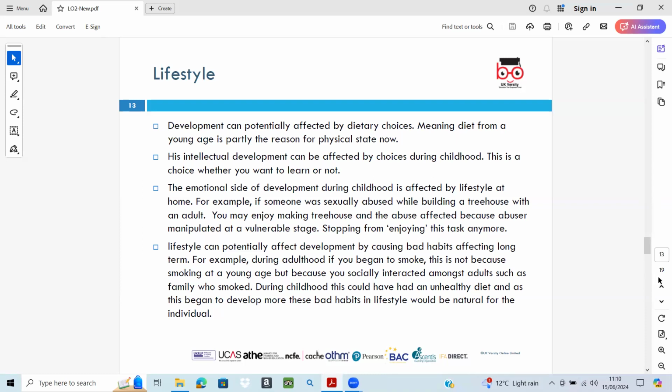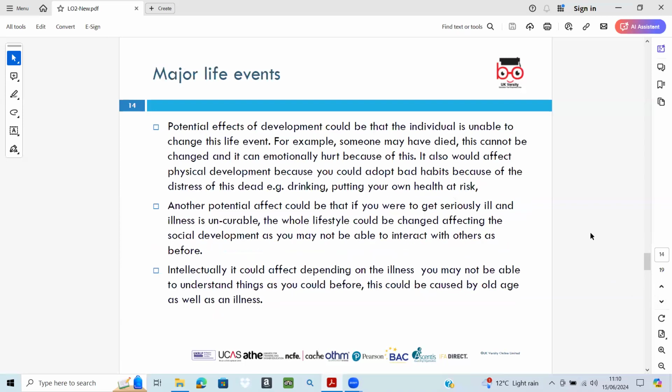Now, the next slide. So here we have to talk about impact of major life events. Major life events such as the loss of a loved one, serious illness, and aging can have a profound effect on development and well-being. These events can trigger emotional distress, physical challenges, and intellectual challenges that influence how individuals navigate their developmental journey.